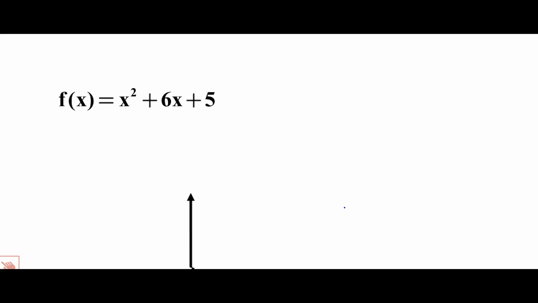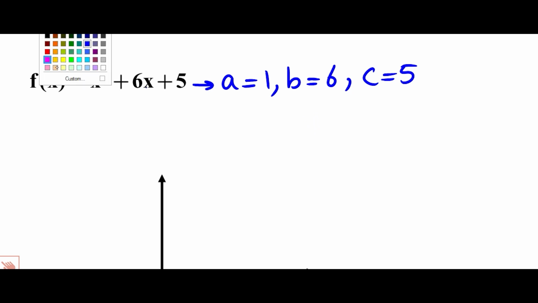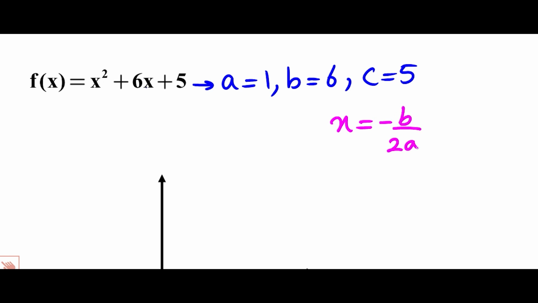Now consider the function f(x) = x² + 6x + 5. Here, a is 1, b is 6, and c is 5. Since a is positive, the parabola opens upward. Now let's find the x-coordinate of the vertex. x = -b/2a. So we have -6 over 2, which is -3.